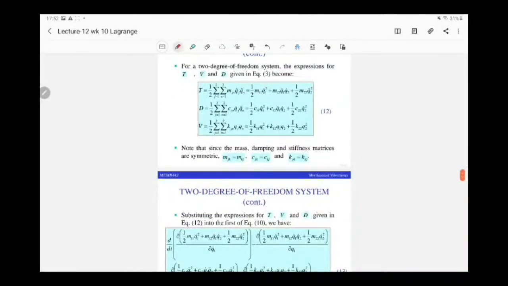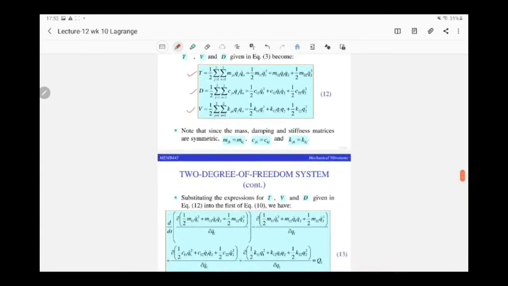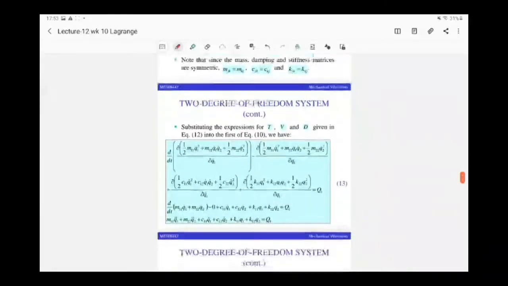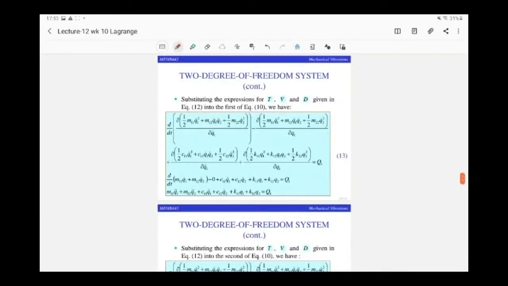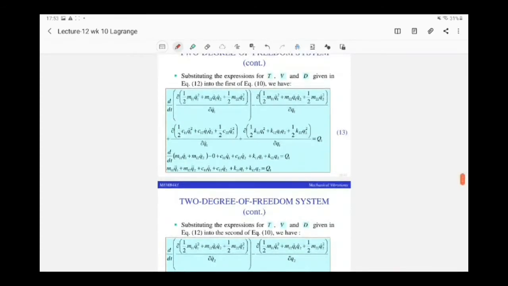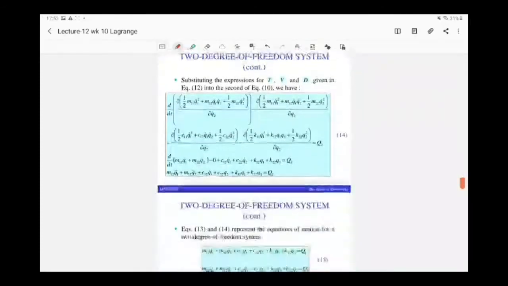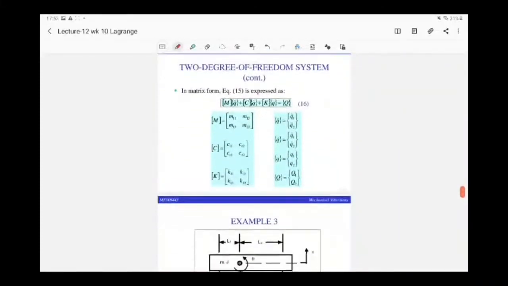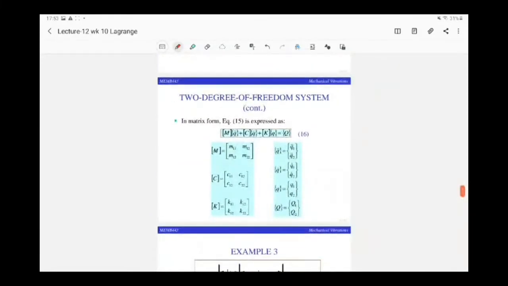So the equations are still similar for T, D, and V, very similar. It's just now you have to differentiate according to the generalized coordinates Q1 and Q2. Okay, don't worry about all this mess here, because if it's written in variables, maybe it's difficult to understand. Maybe we can also take a look at the example.